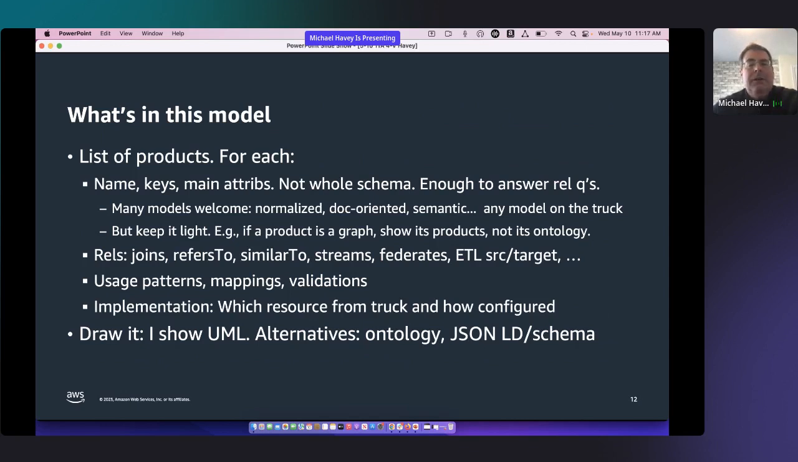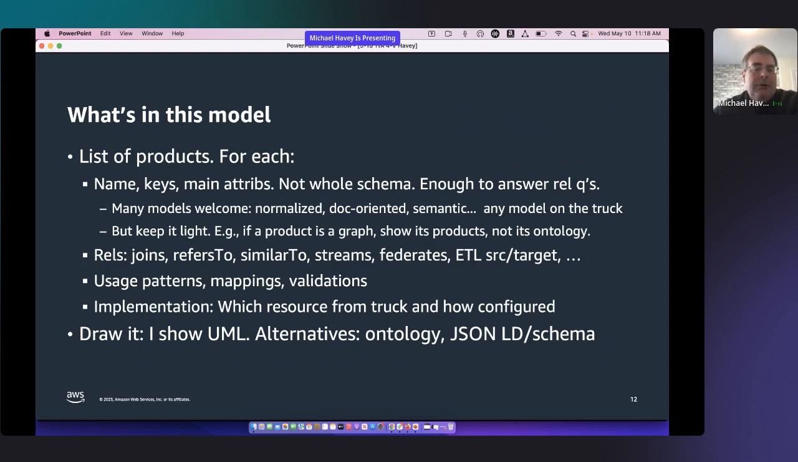And we want to keep it light. So we want to focus on the product view of the data rather than its intricate internal structure. But I want to be able to capture, in documenting these products, the relationships they have to each other. So whether a given product joins to another, refers to another, and so on. And I also want to be able to document any usage patterns, mappings, or validations that are pertinent to understanding the data product. And finally, I want to be able to tie the product to its implementation, which you'll see in a moment.